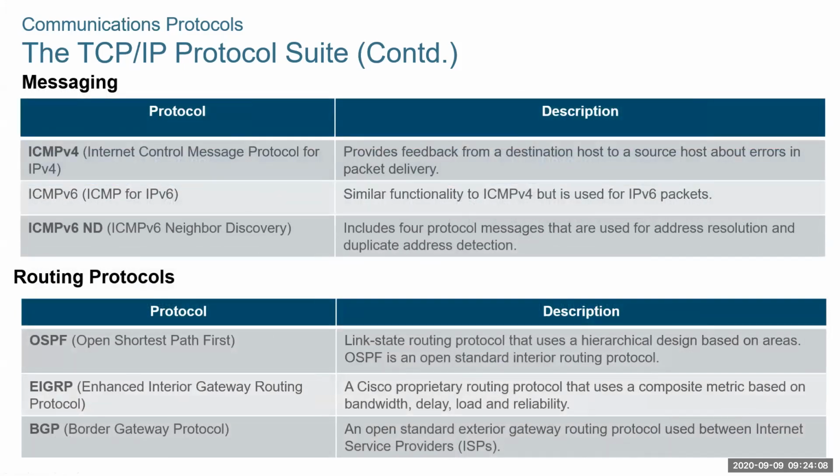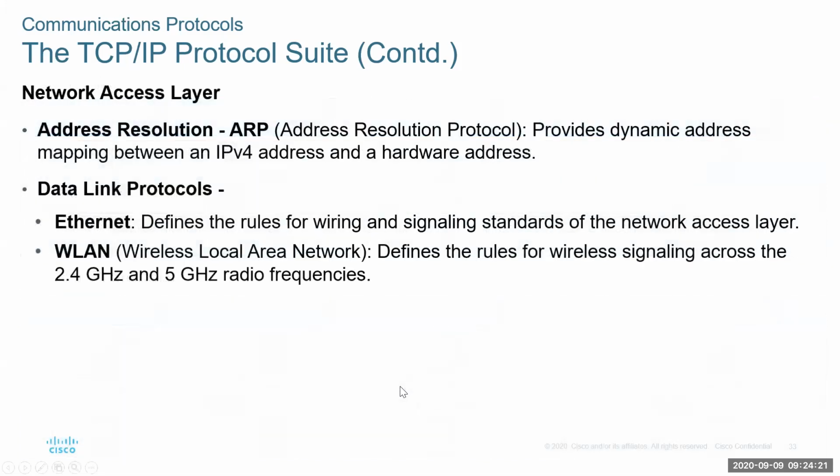Messaging, we talked about ICMP. This is typically your ping traffic that goes between there. That way you can find out whether a host or a source is there, errors in packet delivery, etc. Routing protocols, we covered those pretty good as well. On your network access layer, this is your ARP.